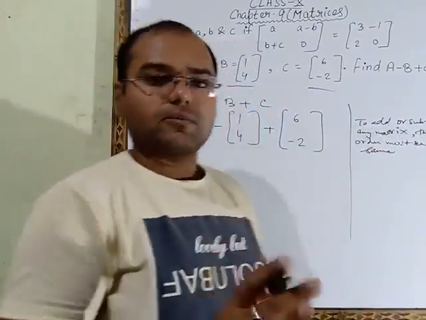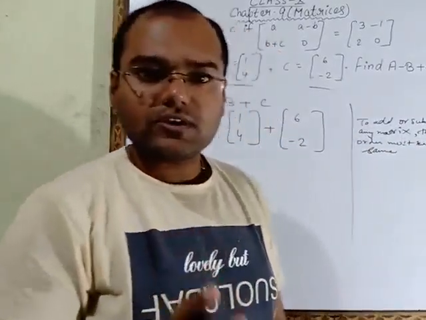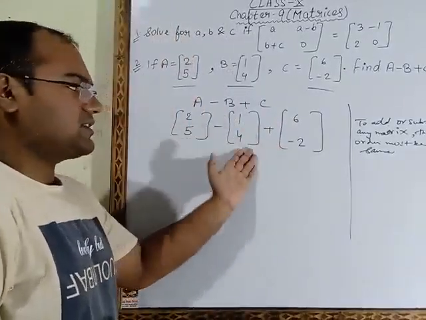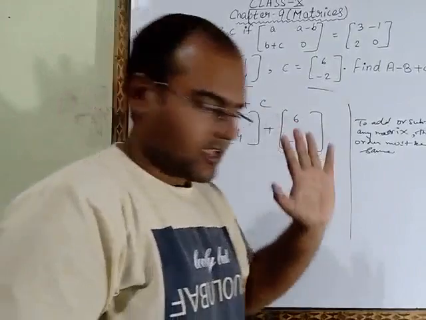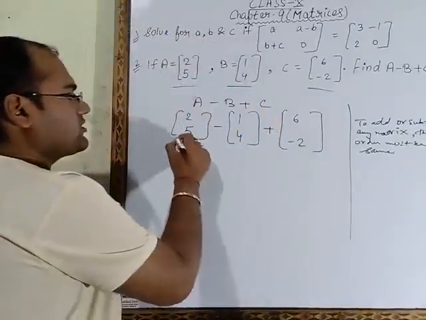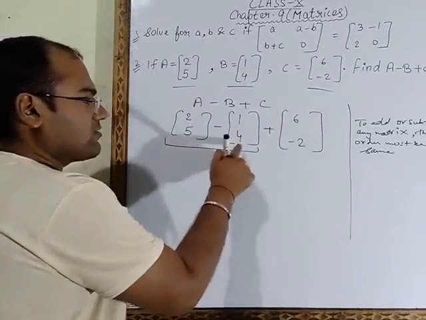In order to add or subtract any matrix, their order must be same. So here if we observe, the order of this matrix and this matrix are same. So we can add them and we can subtract them also. First of all we will solve these two.